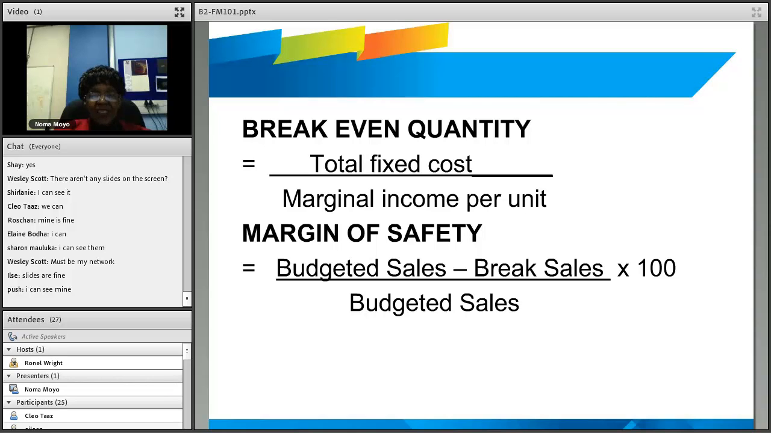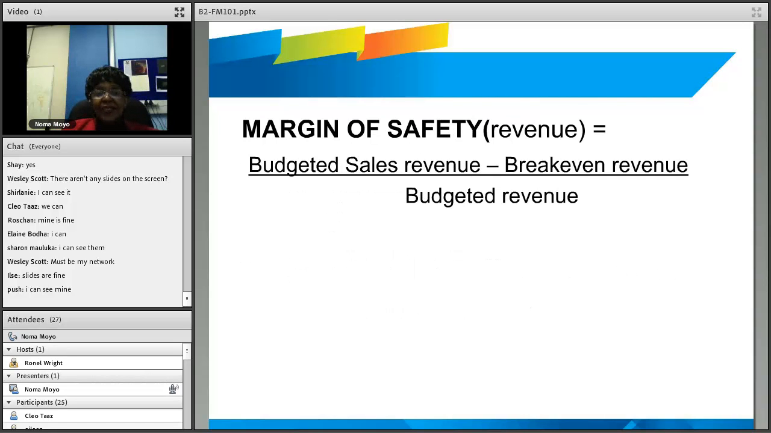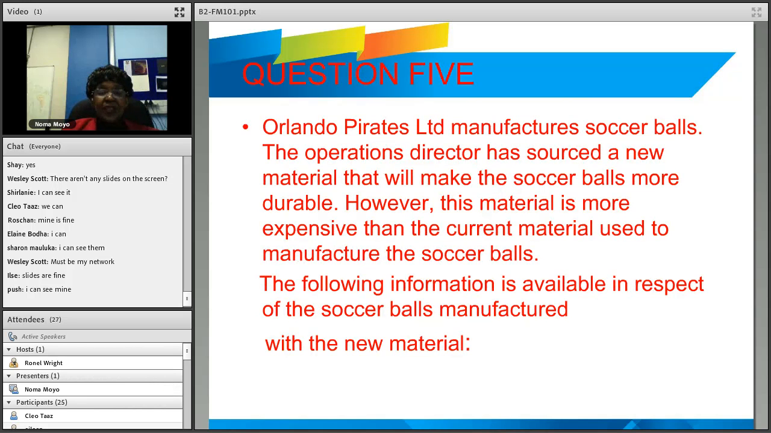So margin of safety is budgeted sales minus break-even sales over budgeted sales times 100. We are going to look at that. Don't bother. We are going to look at it. Margin of safety, I've explained it.